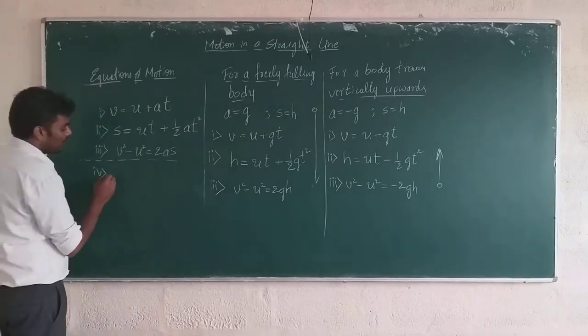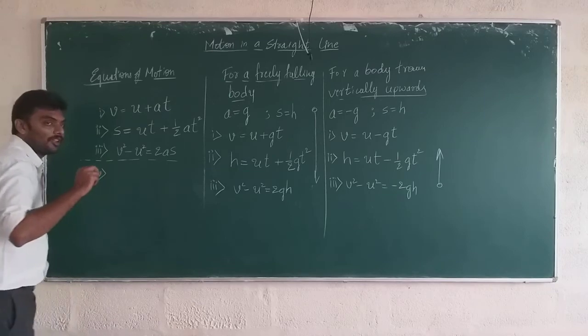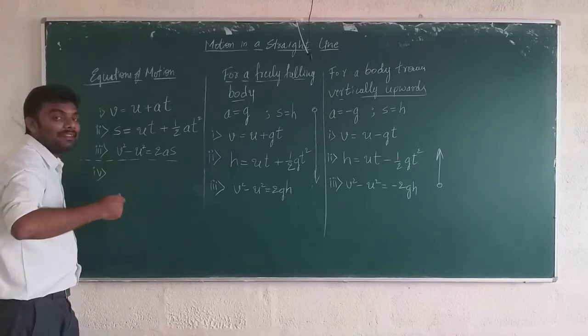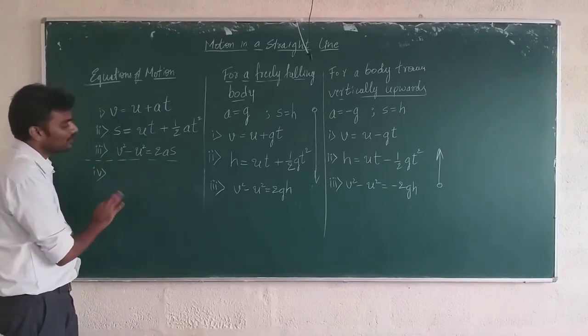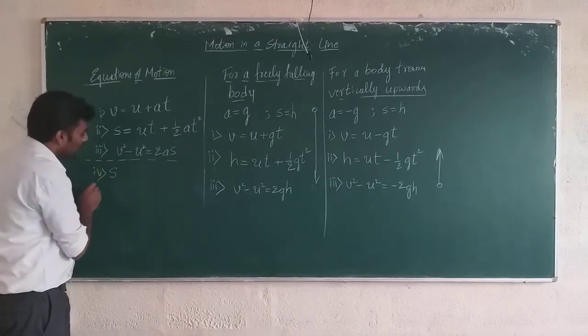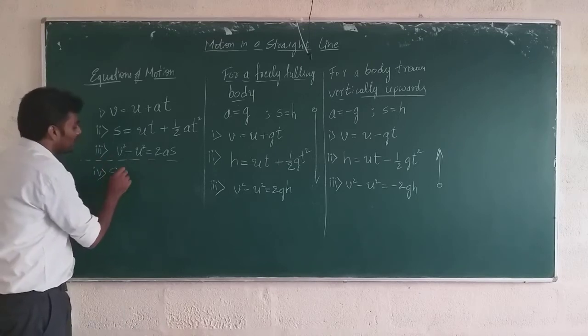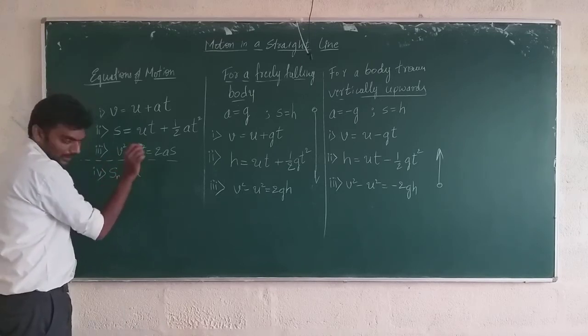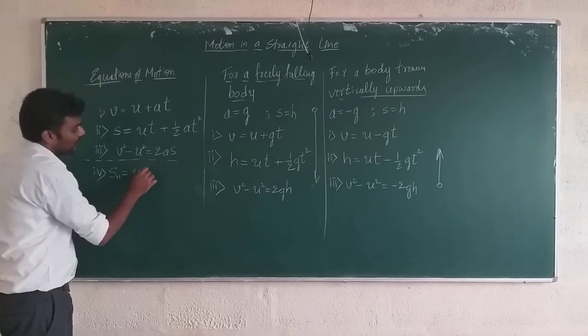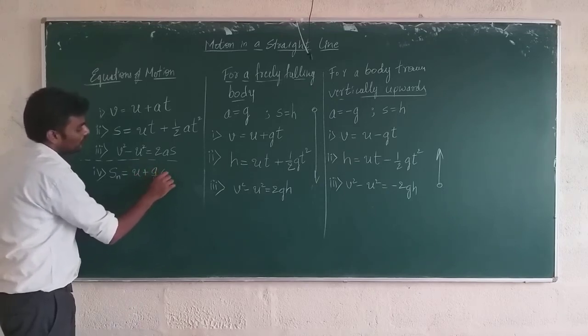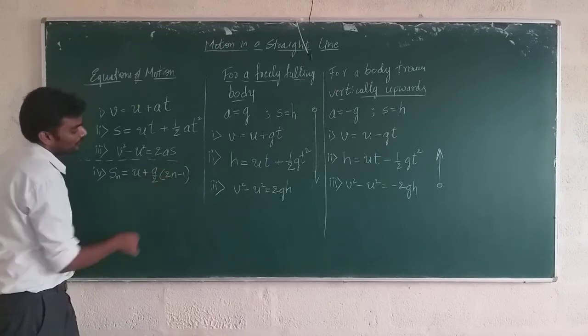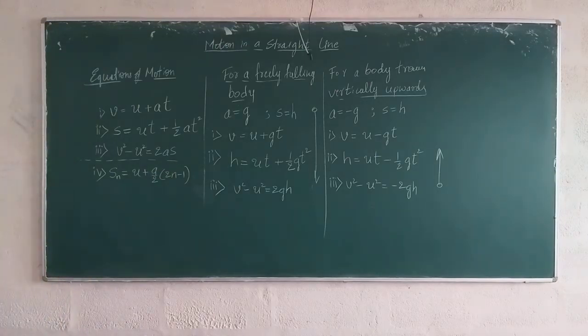Along with this, we have the expression for the displacement of the body in the nth second. Let me write the equation, then I'll explain. It is taken as Sn. Displacement happened in the nth second is equal to u, the initial velocity, plus a by 2 of (2n minus 1). So here you might be thinking, what is this factor Sn?